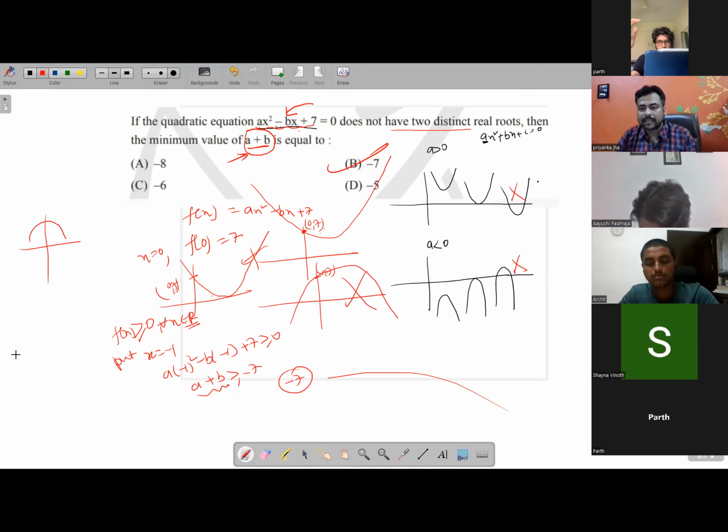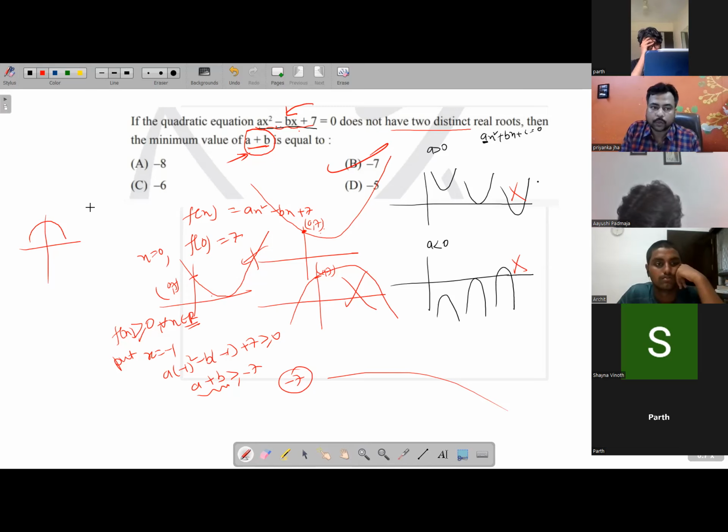So it will cut the x-axis at two different points. It means that the function will have two different distinct real roots. But the question says that it does not have two distinct real roots. It means that a must be positive. If a is positive, the shape of the graph will be upward. Upward means the graph will pass from this point, or either this case is possible, or simply it will touch it and move on.